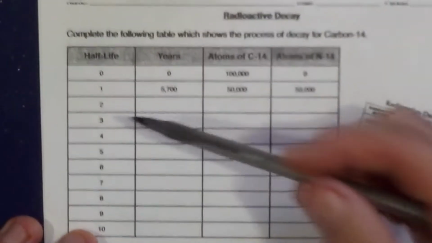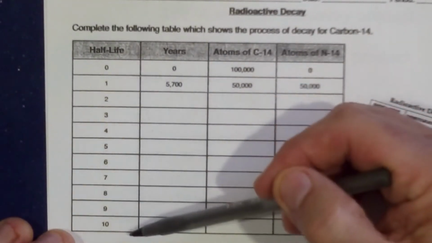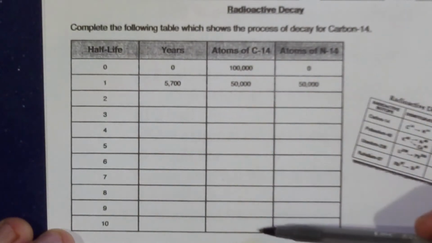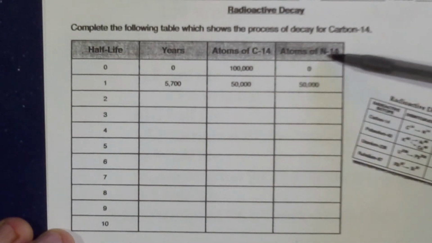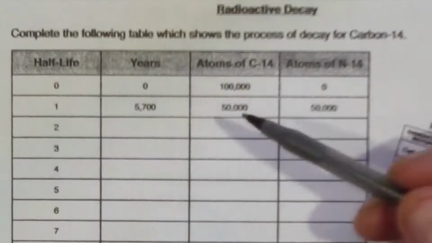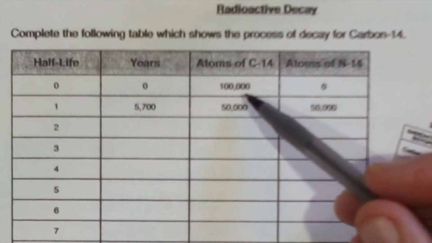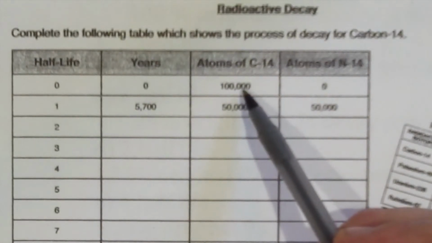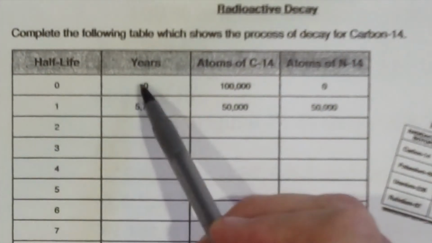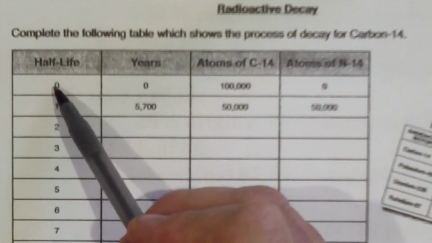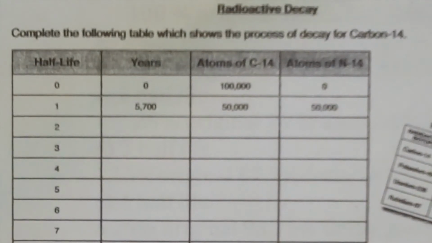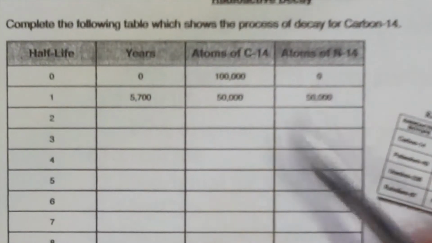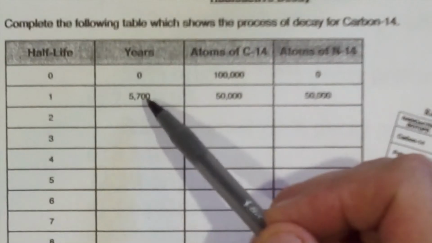On the chart here, we can see half-lives, up to 10 half-lives, number of years, the amount of atoms of carbon-14, and the amount of atoms of nitrogen-14. If we had 100,000 atoms of carbon-14 starting off at present time, we'd have 0 half-lives. Not enough time has gone by for the atoms to decay, and we'd have 0 nitrogen-14.